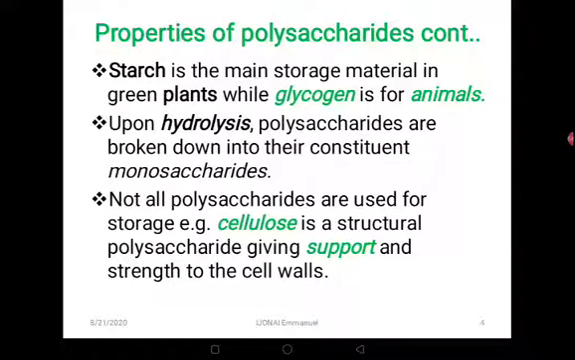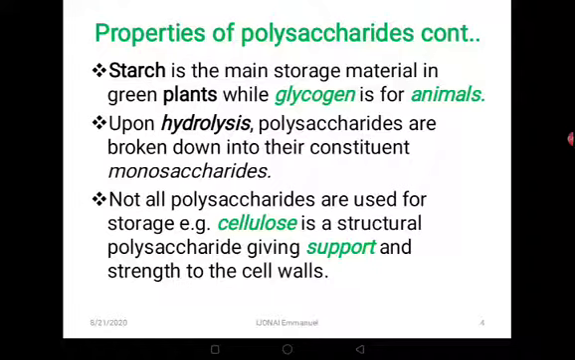So starch is the main storage material in green plants, while glycogen is for animals. Of course, we had mentioned this earlier, that the main storage polysaccharide in plants is starch. And then for the case of animals, it is called glycogen, and usually highly concentrated, especially in the liver, which is the metabolic center, but also in the muscles, where metabolism takes place.